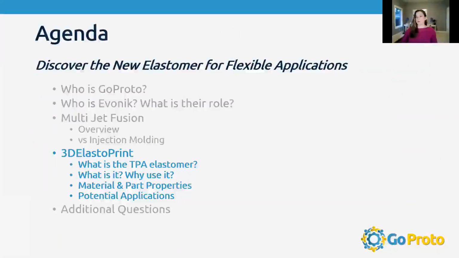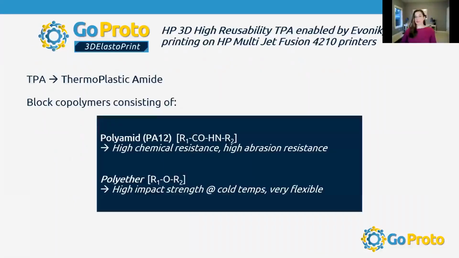All right, moving on to the 3D Elastoprint and the TPA elastomer itself. So I believe, Rebecca, were you going to discuss the TPA? Yeah. Just to explain a little bit more about the chemistry, it's a thermoplastic. It's part of the TPE, thermoplastic elastomer family. It is TPA, thermoplastic amide. This particular version is a block copolymer consisting of hard segments and soft segments. The hard segments are polyamide. It can be a polyamide.